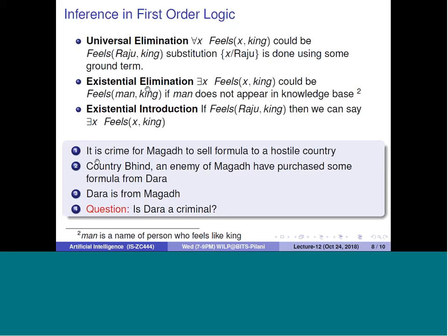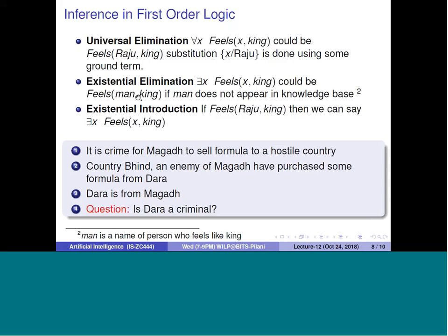And this thing, let's discuss, because otherwise it would not be possible to cover this part. This is an important slide that I want to tell you: whenever you write for every X feels king, it should be Raju feels king. You can change the name provided this name is not there in your knowledge base. Existential elimination is similar here. If I say that there exists someone who feels like king, you can also put a name over there.